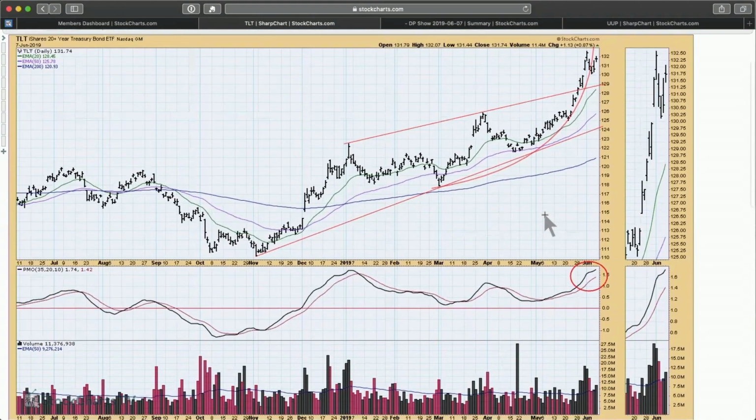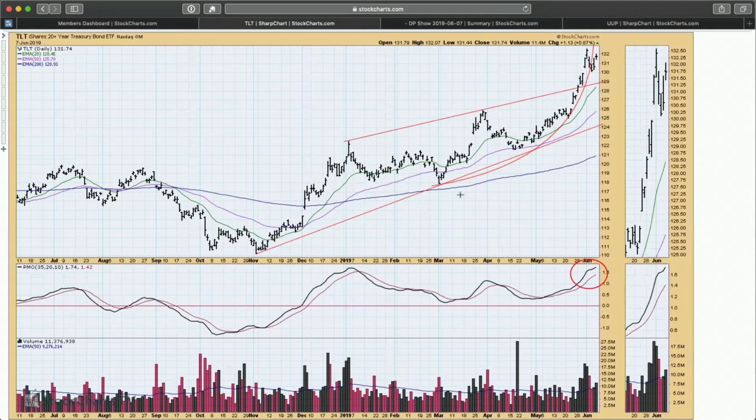Last week, I pointed out the parabolic rise on the TLT. And the issue here is that it's a short-term parabolic. Long-term parabolics can be devastating when they finally break. This one, we can have a good pullback, but maybe not below the rising trend line.